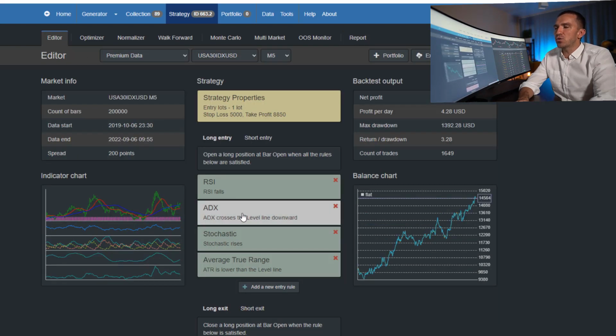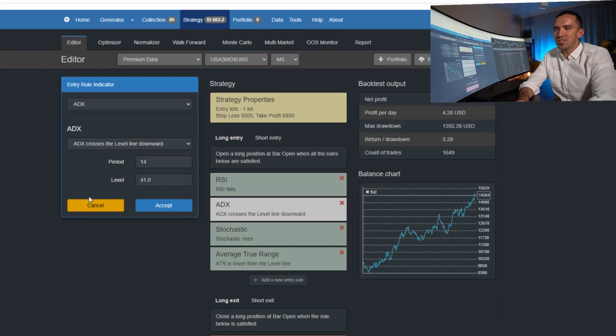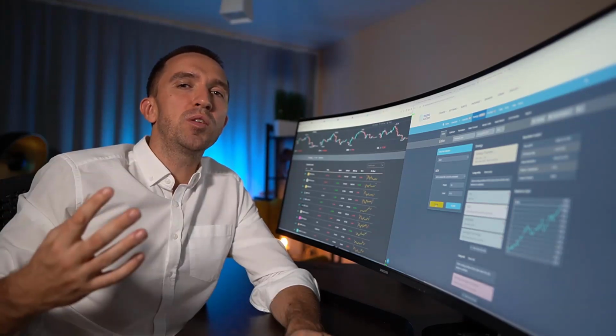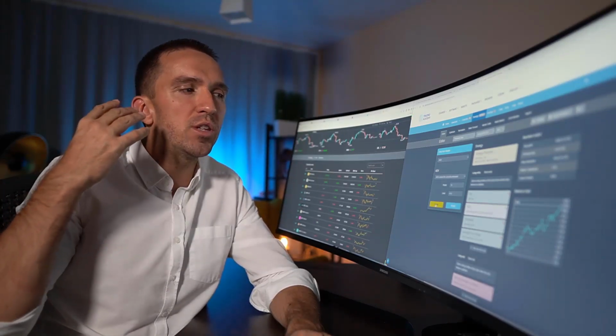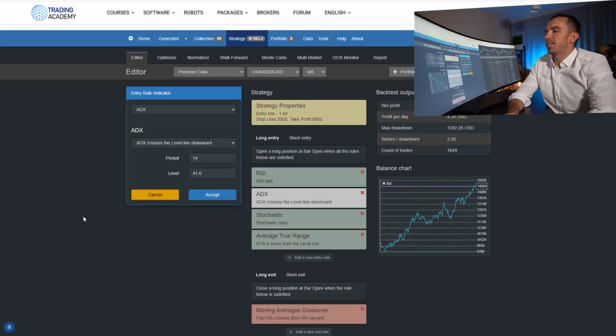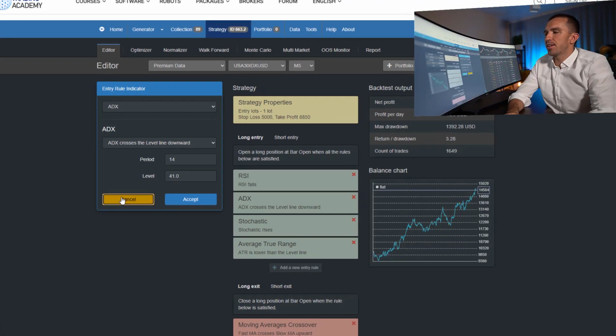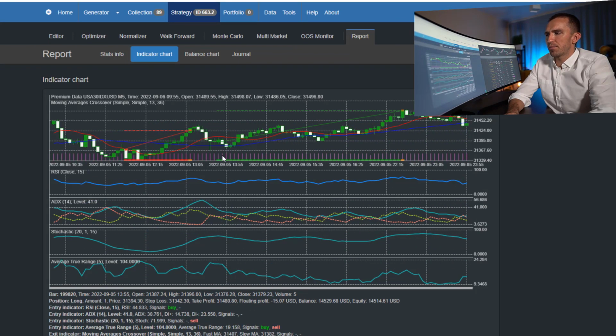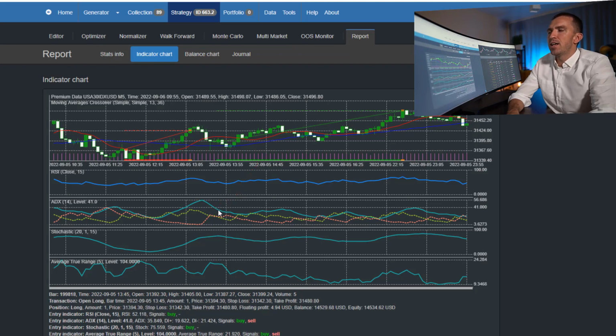The second entry condition is ADX crosses the level line downward, period 14 and level 41. So we should be looking for the moment when the ADX is actually going below the level line. If I click on the indicator chart, let's go with the very same example. During that bar, you can see that the ADX is crossing the level line downwards right in here. And on the opening of the next bar, we have the trade.